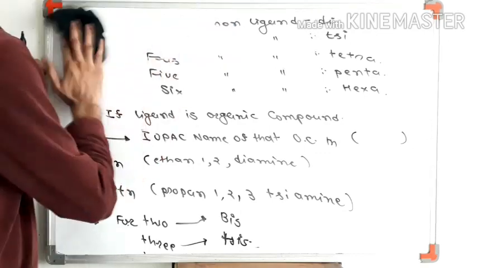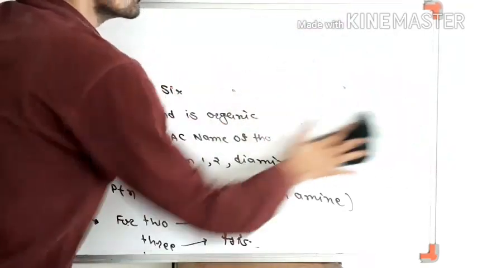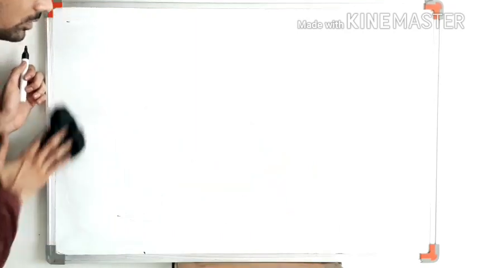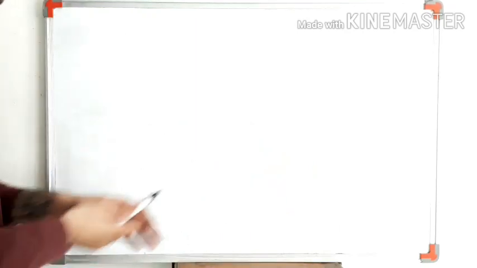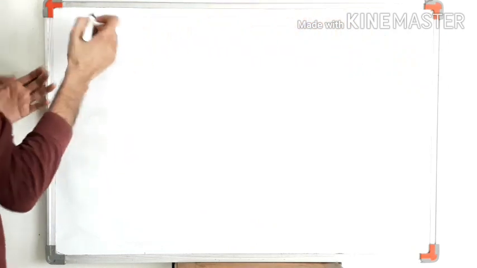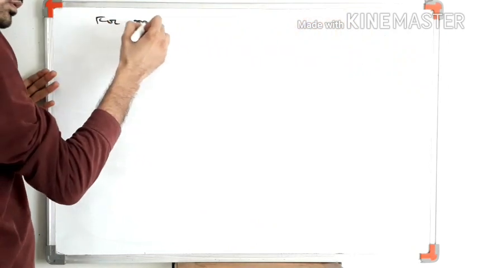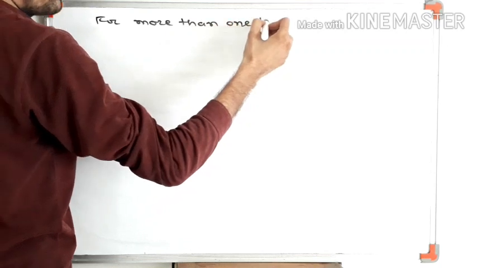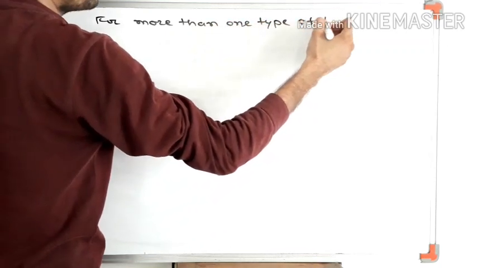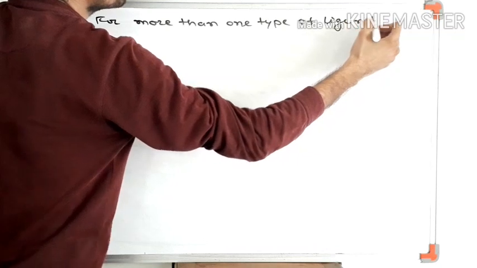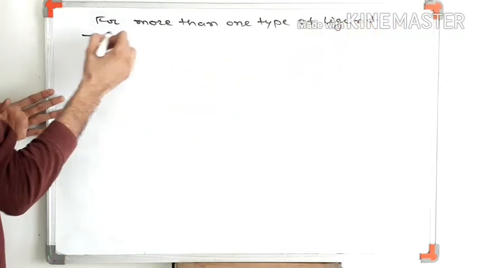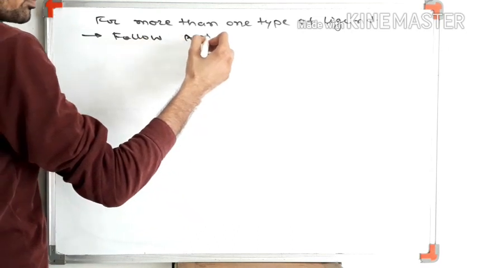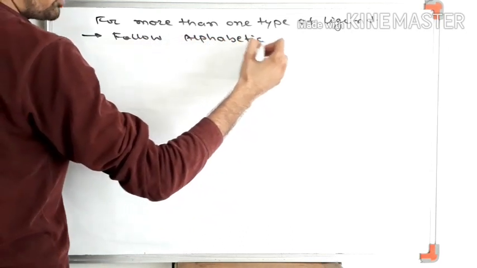Again, for more than one type of ligand, if there is more than one kind of ligand, follow alphabetical order.